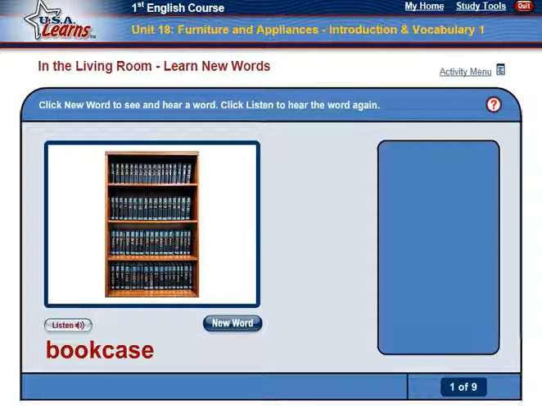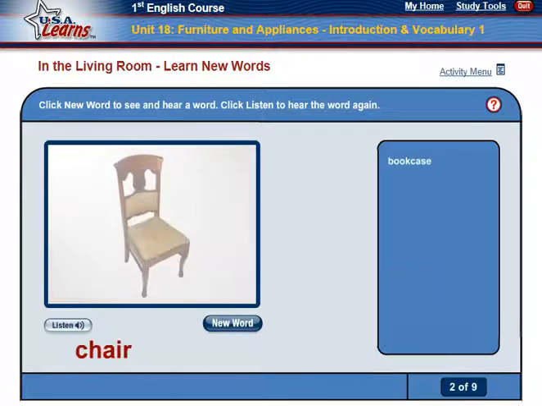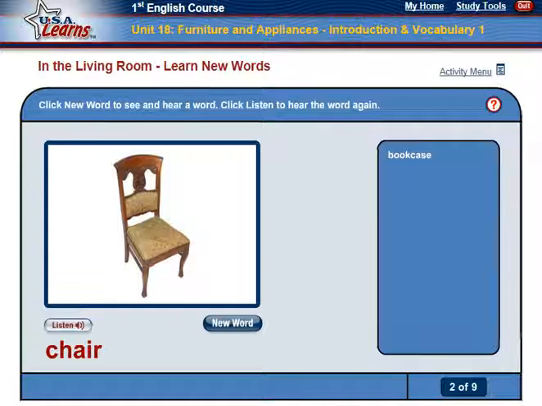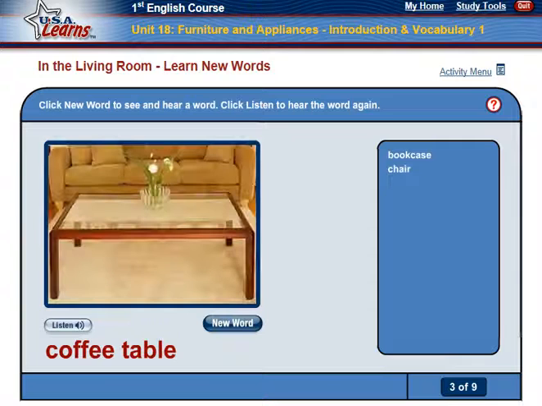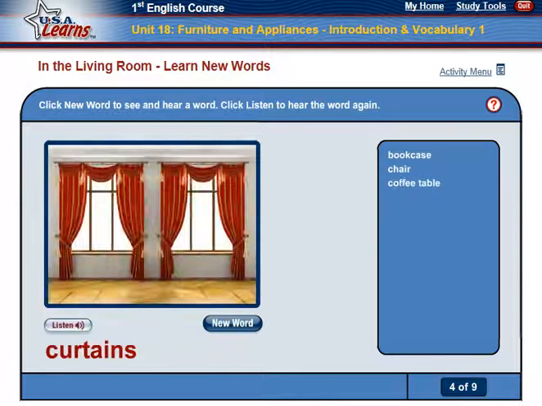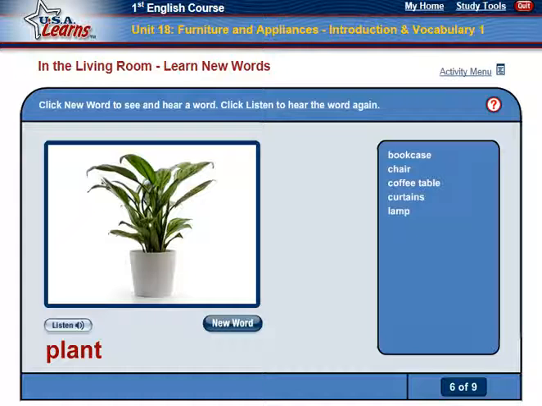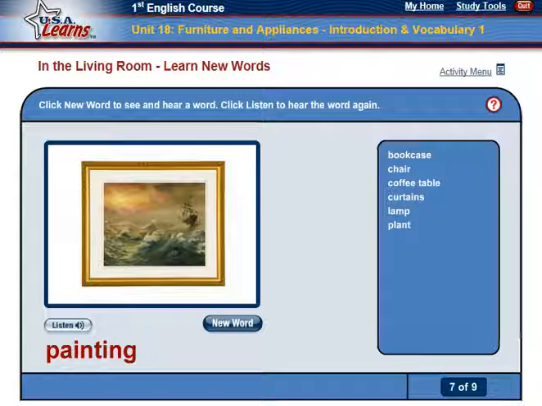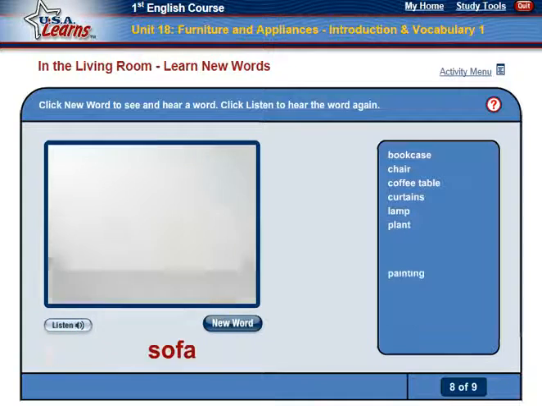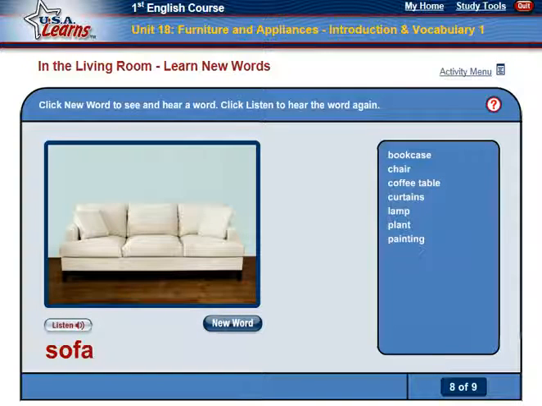Bookcase. Chair. Coffee table. Curtains. Lamp. Plant. Painting. Sofa. Television.